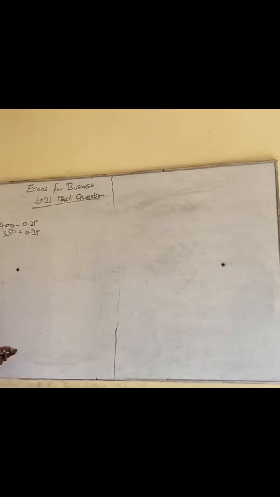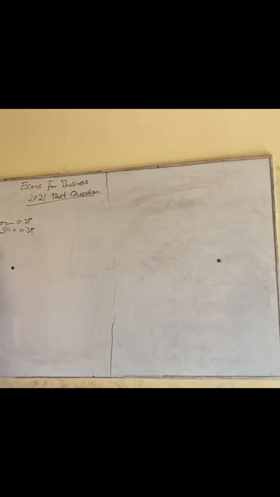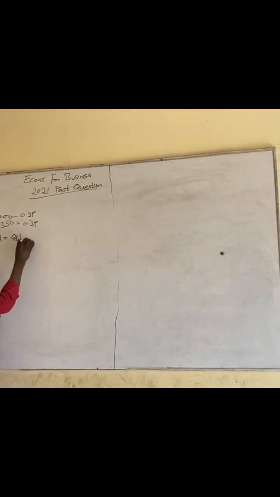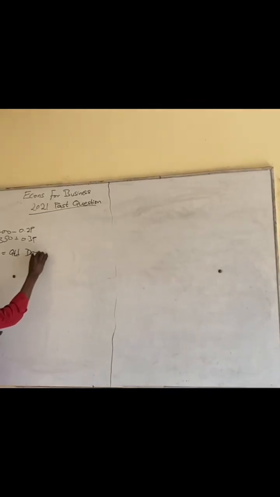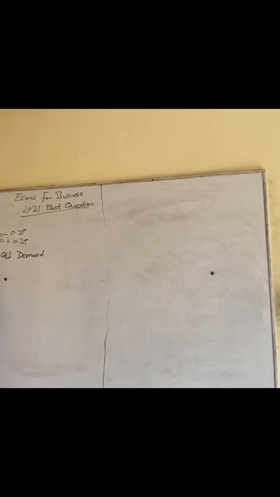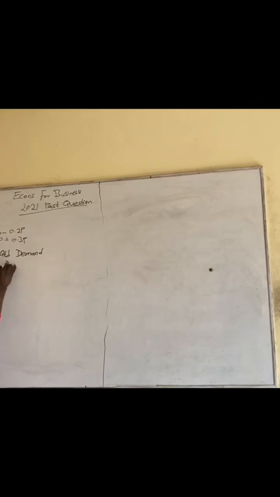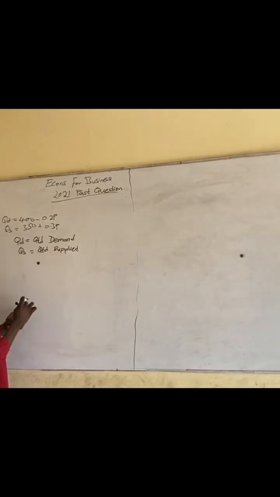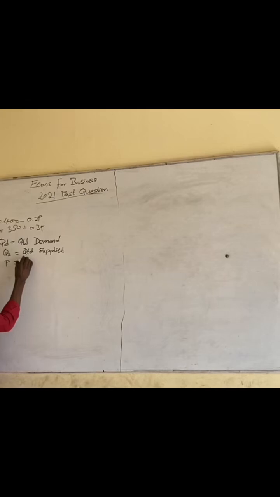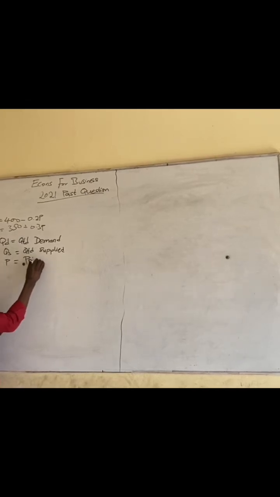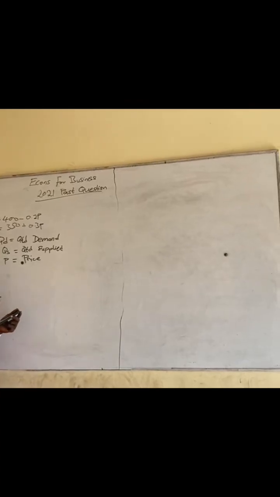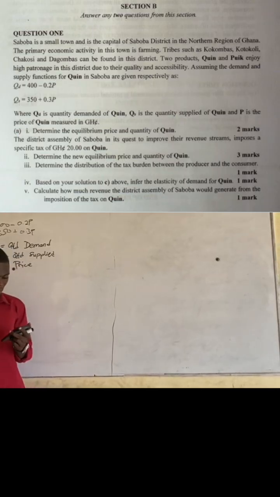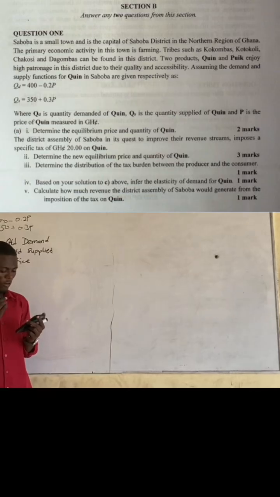So here, QD equals quantity demanded, QS is our quantity supplied, and P is equal to our price. Let me continue reading, starting with A(i): determine the equilibrium price and quantity of quinoa.